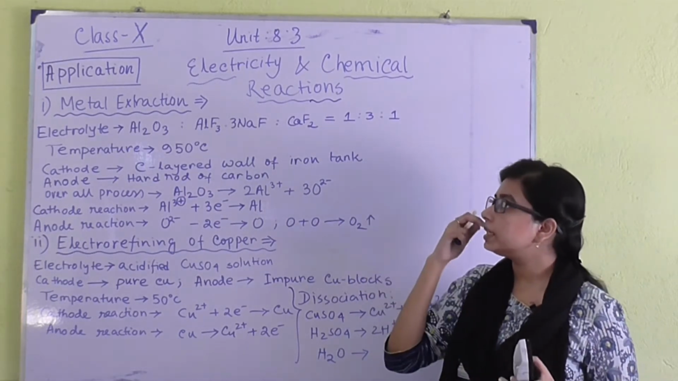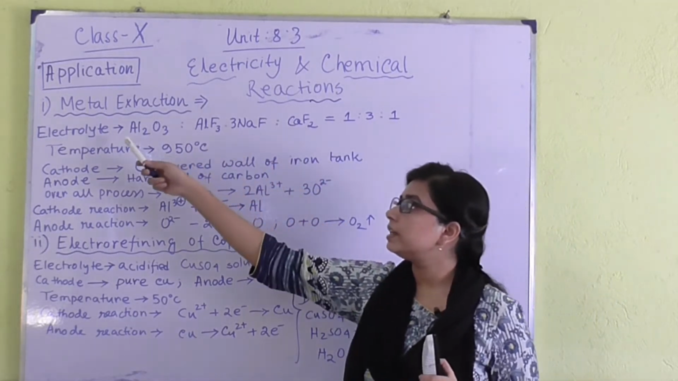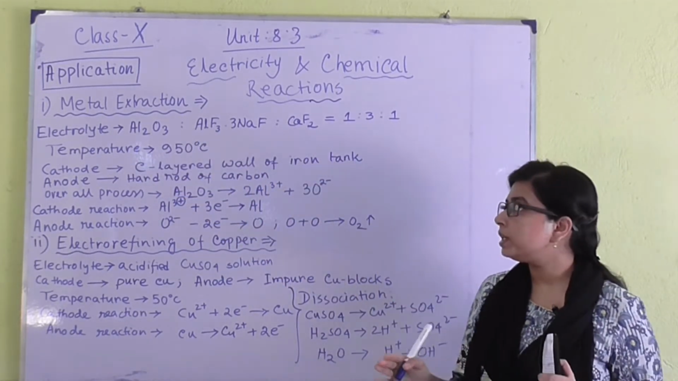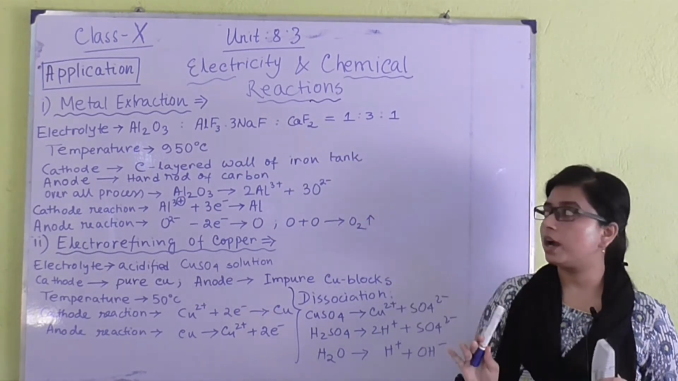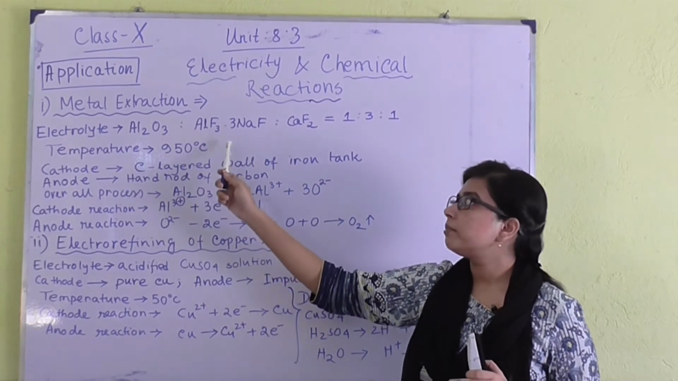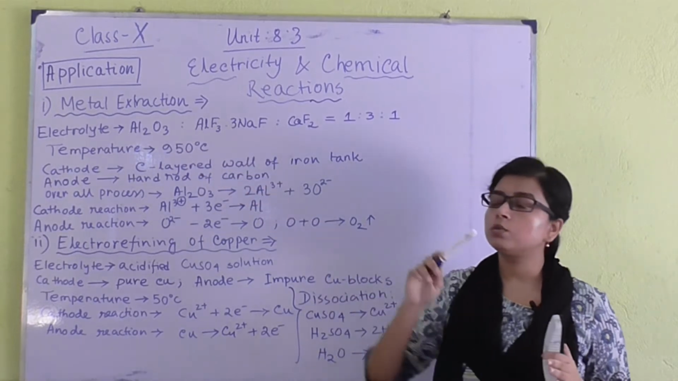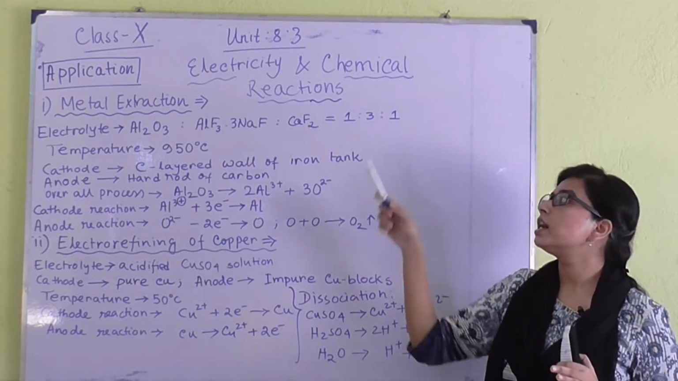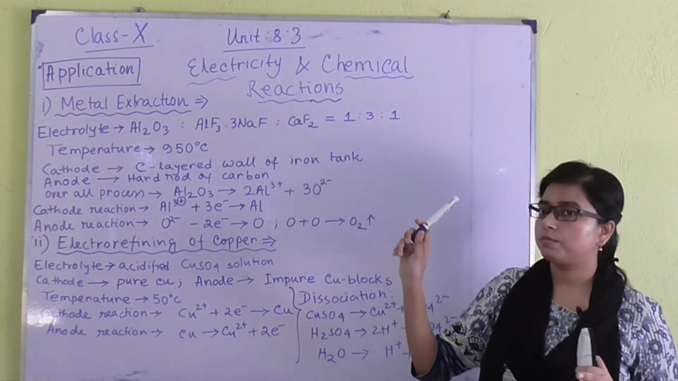So I am repeating the metal extraction process here. First of all, we have to take the electrolyte as pure alumina, cryolite and fluorspar in 1:3:1 ratio. The temperature will be 950 degrees Celsius, because to lower the melting point of alumina, that is 2050 degrees Celsius, we have to add these 2 things, that is cryolite and fluorspar.